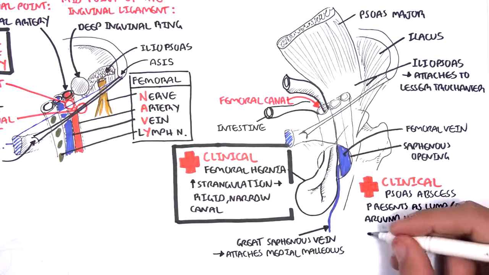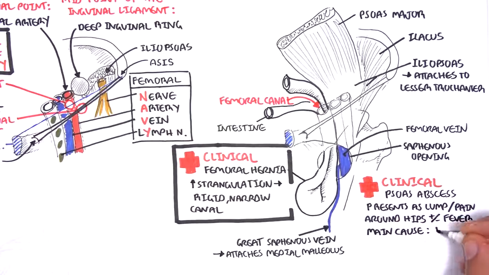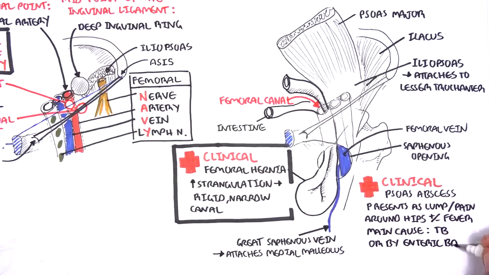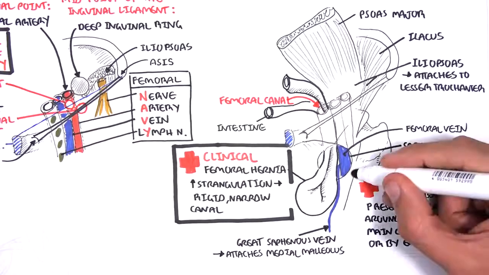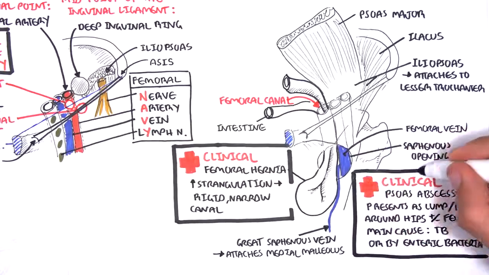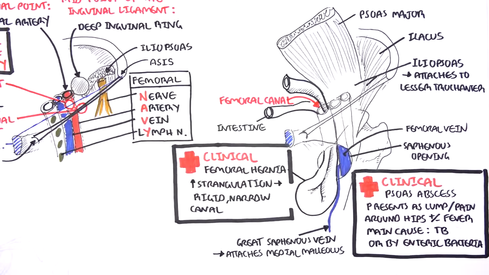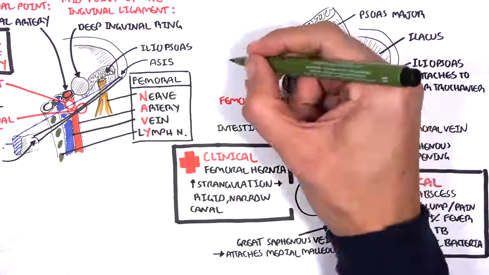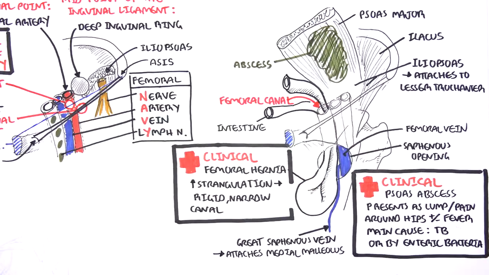The major cause of psoas abscess is tuberculosis or enteric bacteria. So bacteria from the GIT can cause psoas abscess. An example can be if a patient has diverticulitis and it ruptures, and so creates a sort of tunnel where the bacteria can enter the abscess, the psoas muscles.